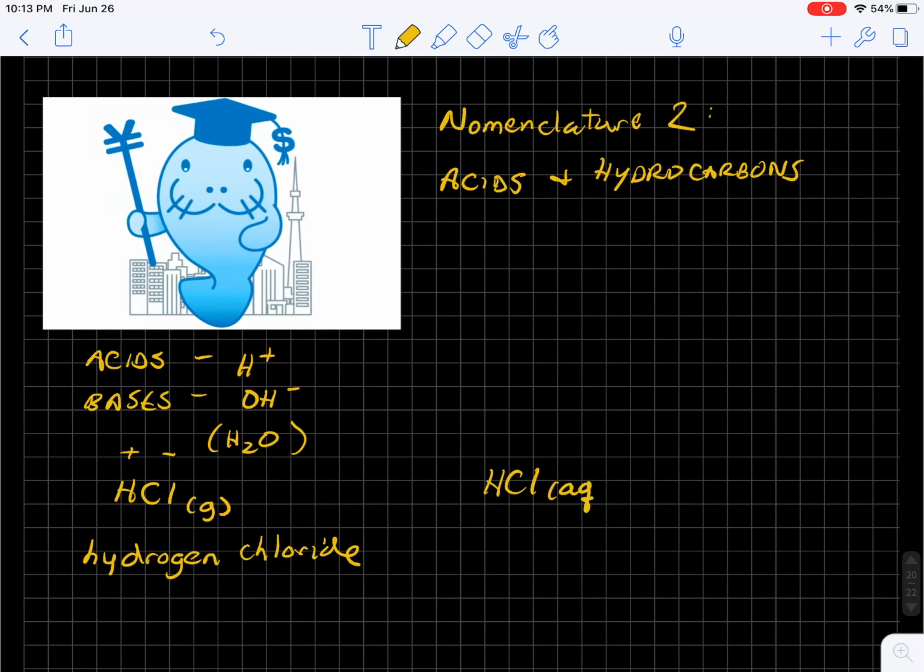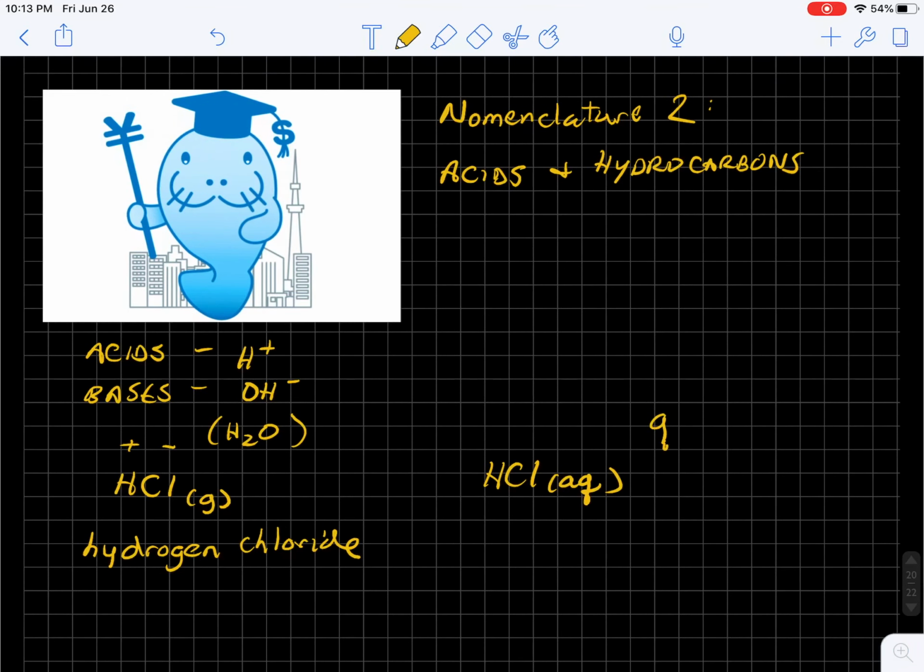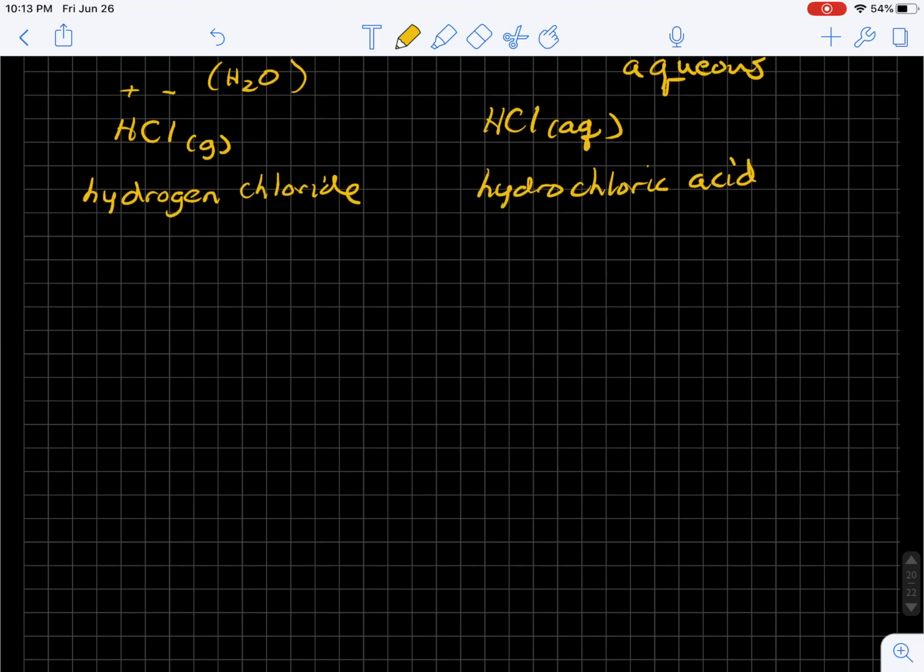However, in a water environment, this chemical, I'm going to write (aq) next to it. It means aqueous, water environment. If it has an (aq) after it, then we would call this hydrochloric acid. So that's the first thing. You have to make a distinction between whether the material is dissolved in water or not. If it's not, you use your normal nomenclature. If it's dissolved in water, we're going to use an acid nomenclature.